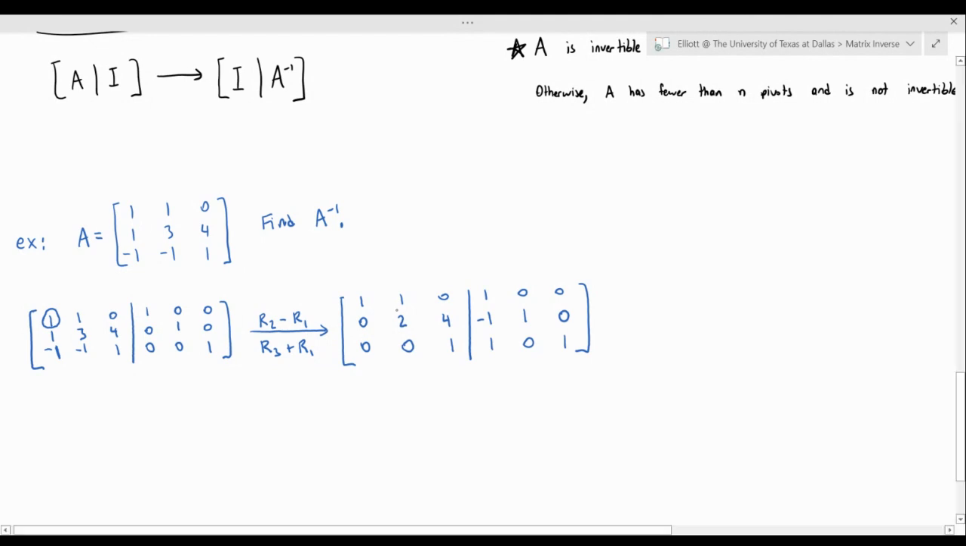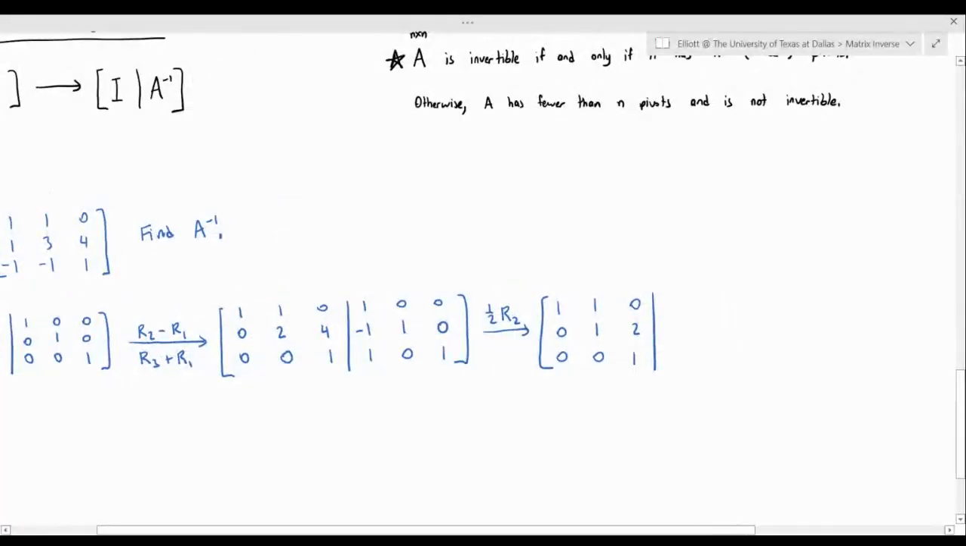So after that, what I might do next is I might take the second row and I might multiply it by 1/2. So let's do 1/2 times row 2. Yeah, so let's finish up this example first. So we're doing half of row 2, so you'll get negative 1/2, 1/2, and then 0. Okay.